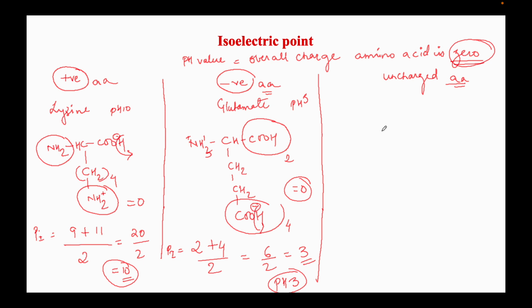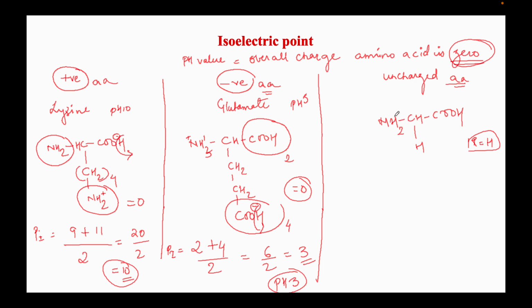And what will happen in case of uncharged amino acid? So let's take any uncharged amino acid. It could be either side chain is uncharged or any non-polar amino acid. So let's take a simple example, glycine, very simple. Right, glycine, it doesn't have any side chain, the side chain is hydrogen, right? Glycine is the only amino acid which doesn't have any side chain, it doesn't have any R group. The R group is hydrogen itself, right? Very simple amino acid.